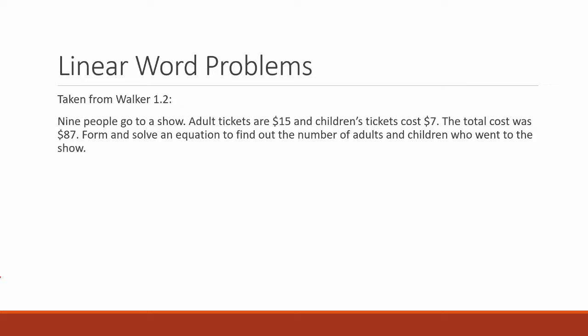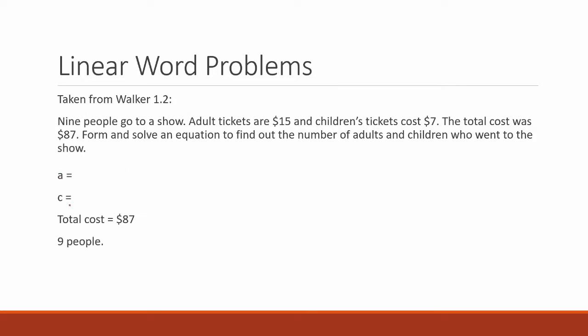Looking at this, I'm going to have to find out a value for adults and a value for children, so I'm going to have a variable for A and a variable for C. What else do we know? We know that the total cost is $87. And one thing that's easy to forget because it's right at the start is that we have a total of 9 people going. That's actually going to be important.